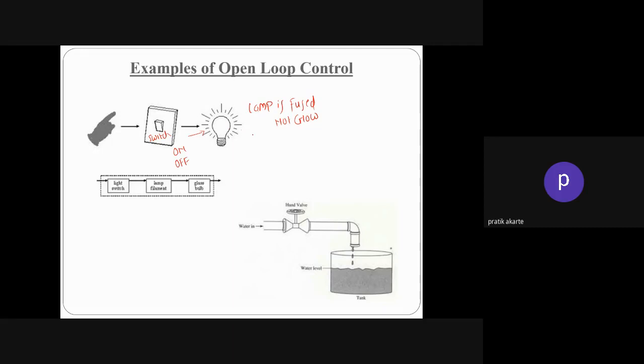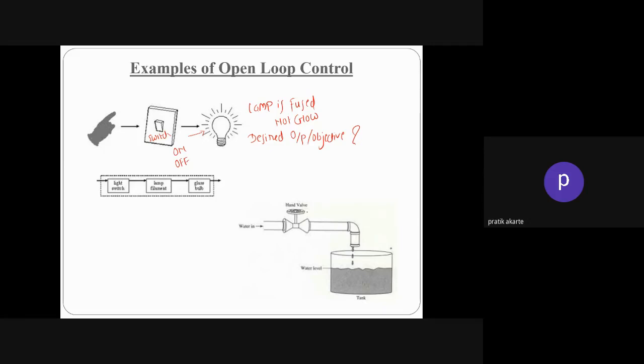But the question remains whether we are getting the desired output, or whether the objective is satisfied or not. That is why it is called an open loop control system.